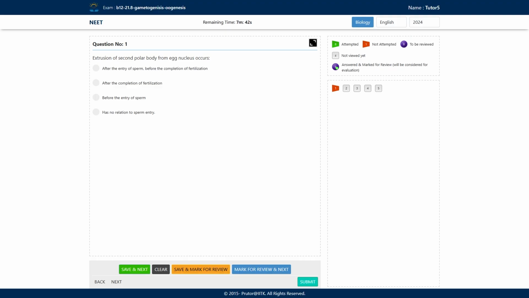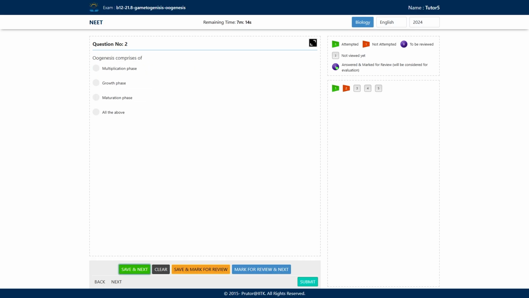The answer will be option A. Option A is the correct answer here. Exclusion of the second polar body from the egg nucleus occurs after the entry of the sperm, before the completion of fertilization. So the secondary oocyte will complete its meiosis 2 and form the ovum and the second polar body.